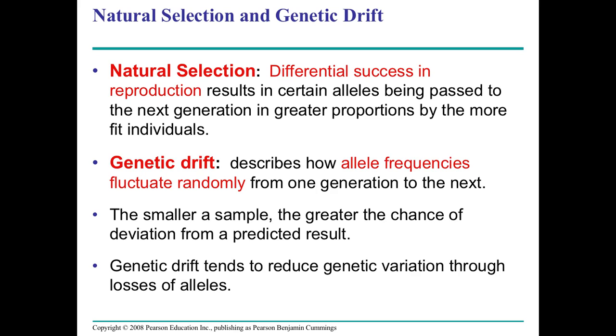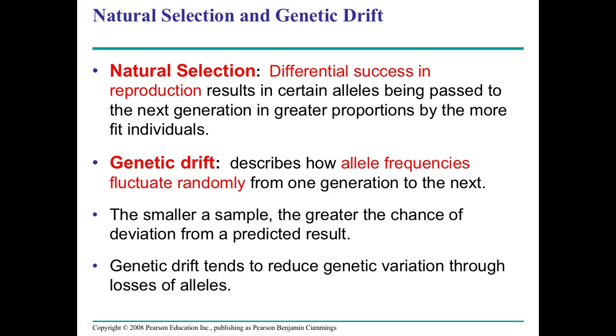Genetic drift describes how often dominant and recessive alleles show up and how they fluctuate randomly from one generation to the next. So, how often dark-haired people versus light-haired people show up is random, and it's going to change every generation. So that's just an example of what genetic drift is. The smaller the sample size, though, the greater the chance of deviation from a predicted result. So we have to look at as big of a population size as possible to get really good information.